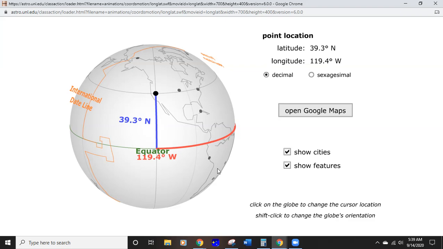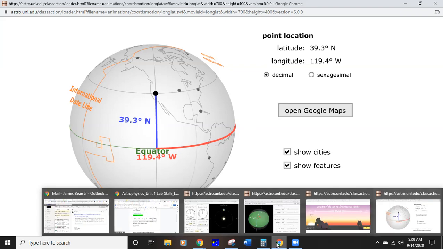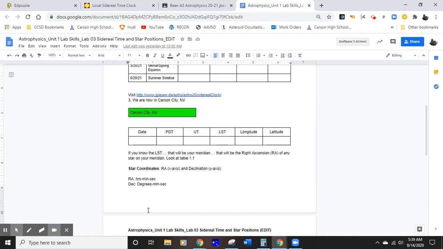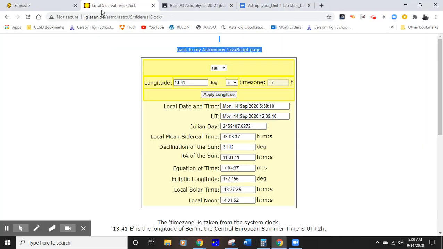Now let's click on this link here, and it gives us longitude and latitude, local date and time, universal time, as well as local sidereal time. This would be important for our discussions today. But right now, let's make this set for Carson City.